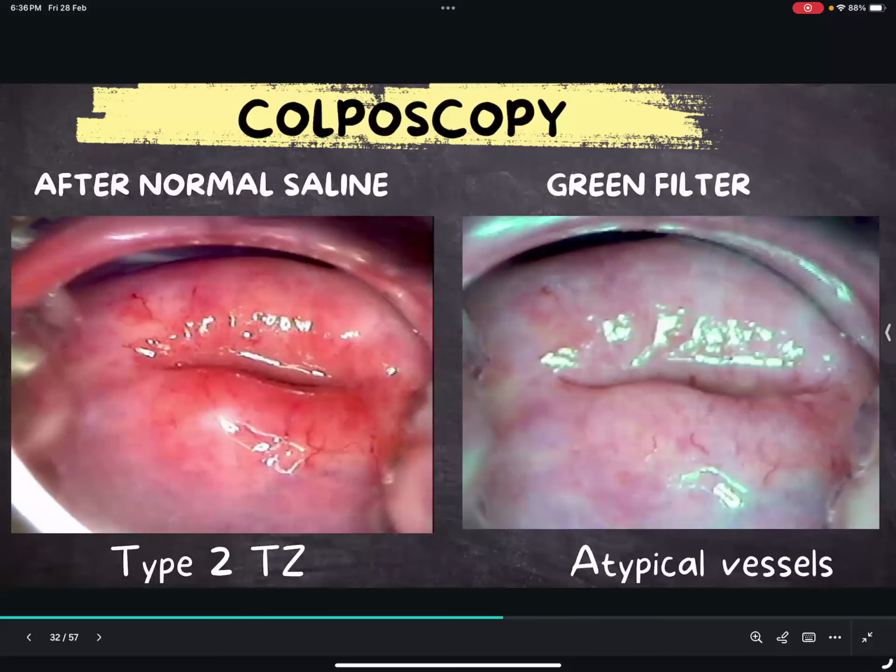Can I interrupt here, please? Yes, Dr. Leela. I think we have not completed the colposcopic examination. We are only showing the normal saline and green filter. There is no picture yet. After that only we can comment about the transformation zone and what is to be done. Fine.